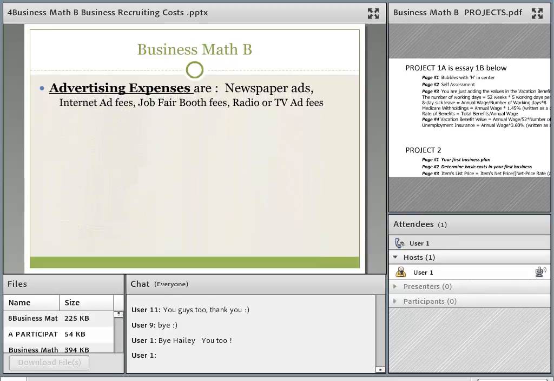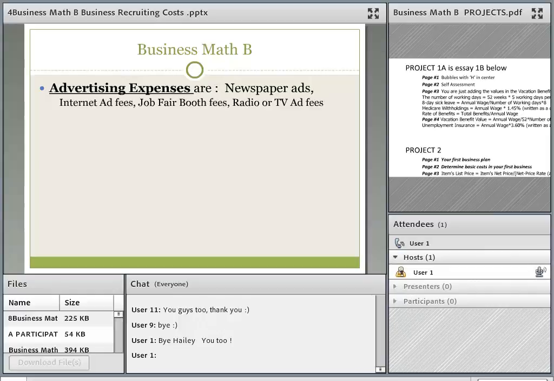As you can see, the advertising expenses can be pretty varied. We're talking newspaper ads, internet ad fees, job fair booth fees. When you go to the job fairs, all those employers have paid a price to have that booth there. Radio and TV ad fees, those are some of the advertising expenses.